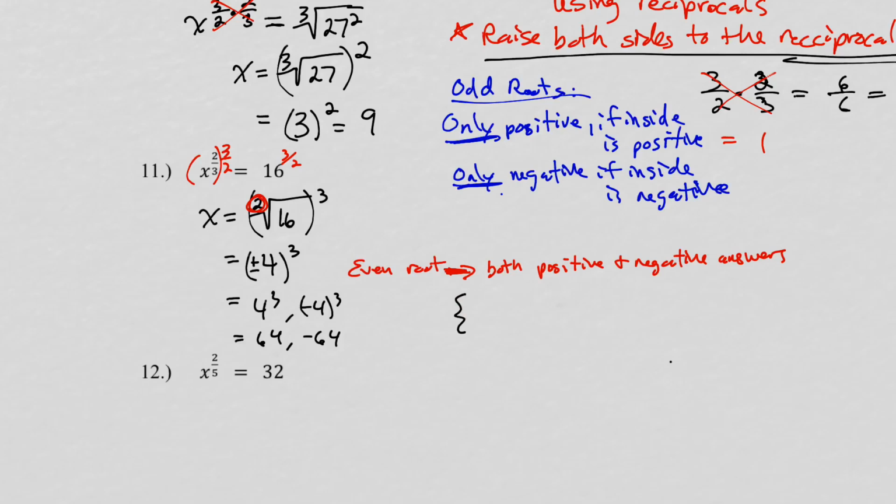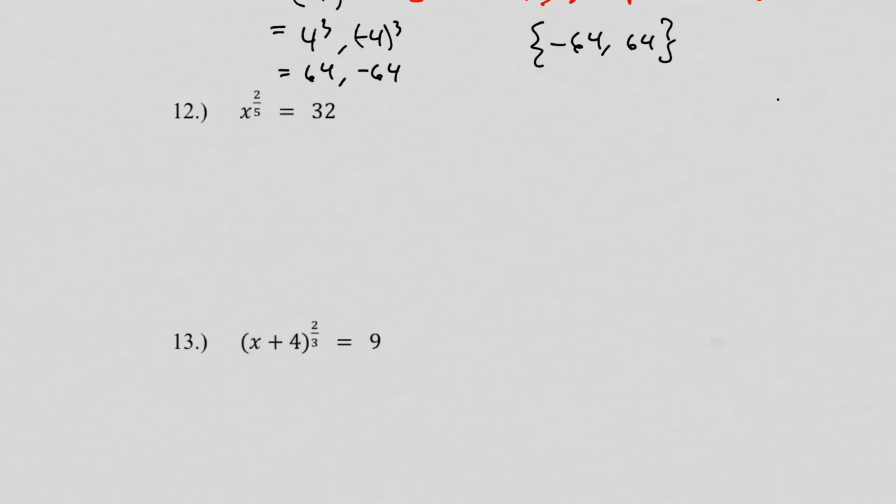You don't have to necessarily check these. And you're done. Okay, let's take a look at the next 3. So same process. We're going to raise both sides to the reciprocal power, and that cancels out our power, so we just get x to the first power.